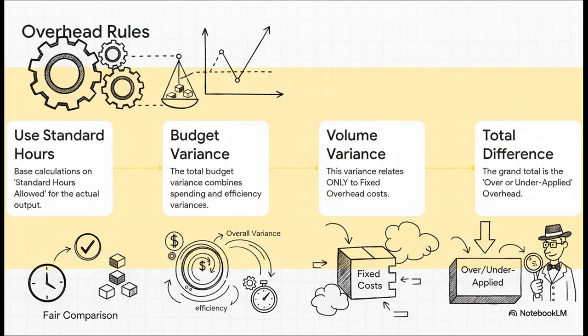Second, there's something called a budget variance, which is really just a combo of a few different things. Third, and tattoo this one on your brain, the volume variance we just talked about is only for fixed overhead. And finally, when you add it all up, the total difference is what the pros call over or under applied overhead. Just some key rules of the road.